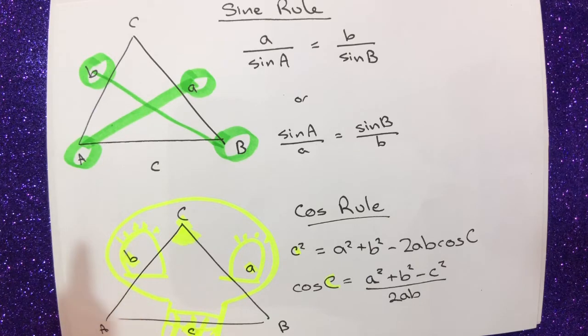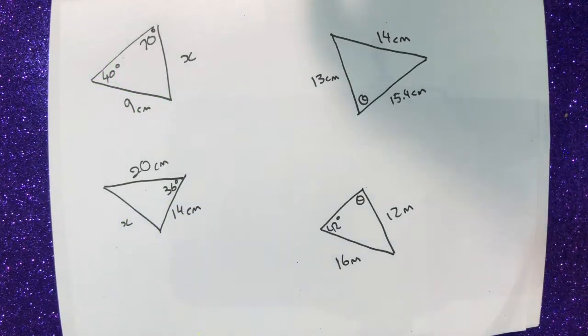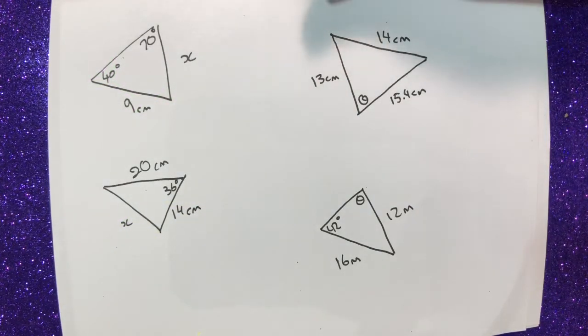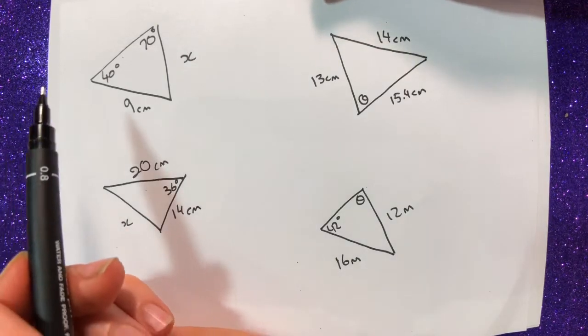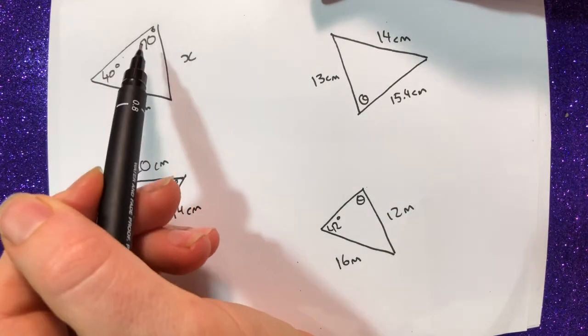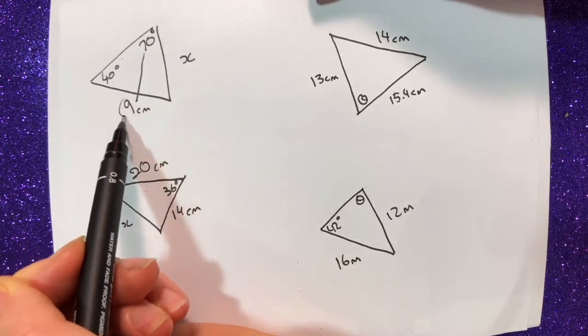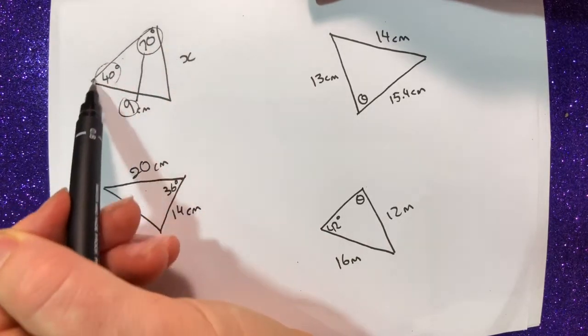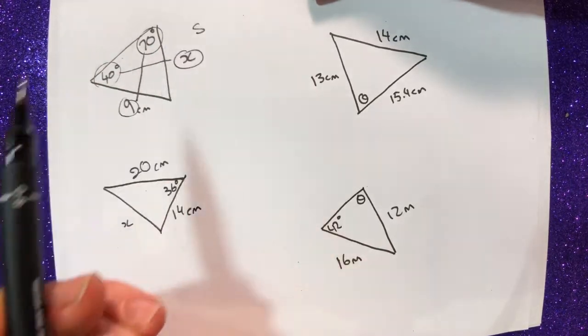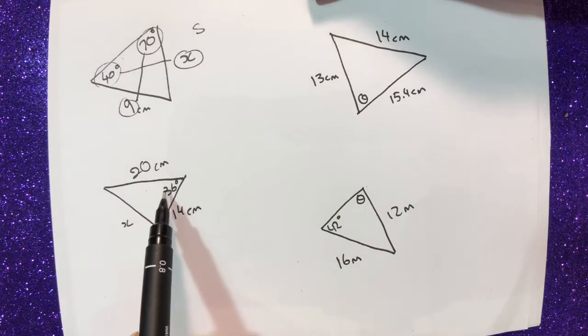Let's do some examples. So what I do is I look for either a bone or a skull. In this one, the easiest thing to check for would be bones. Is there a known bone? Yes. If I've got a known bone, it's definitely going to be a sine rule question. Here, can I draw a bone? There's one bone, but it's not a known bone. So I can't draw a bone.